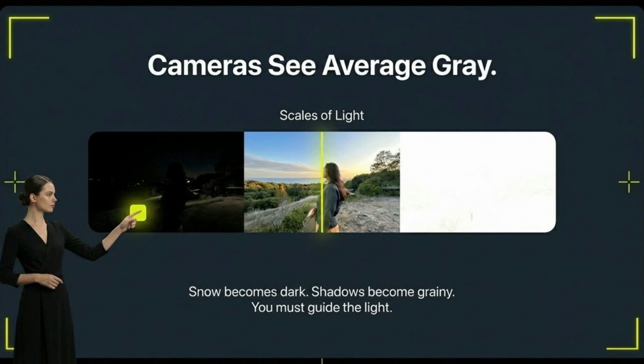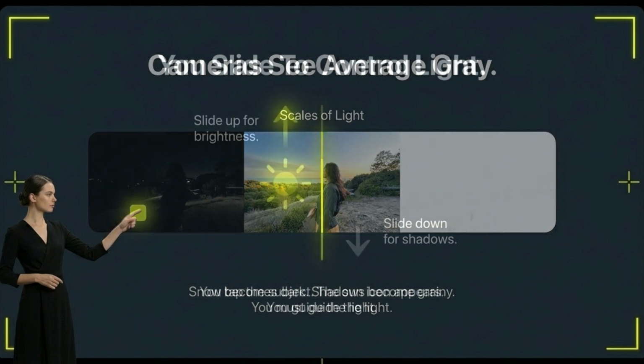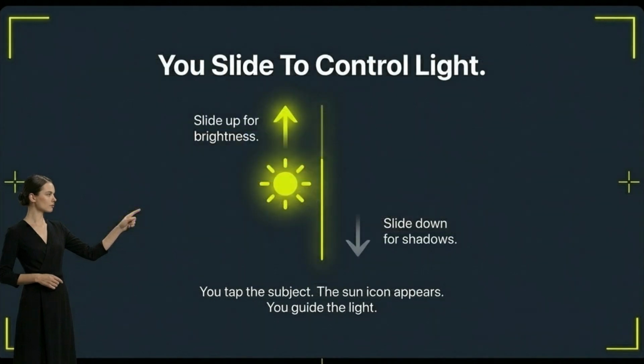Cameras are designed to see average gray. This can make bright snow look dark and shadows look grainy. You must guide the light. To guide the light, tap your subject and a sun icon will appear. Slide up for brightness and slide down for shadows.